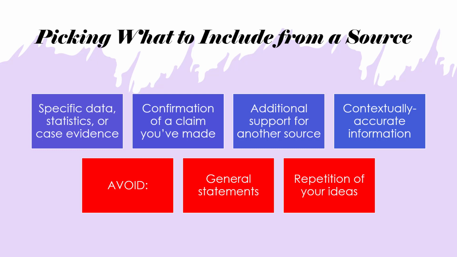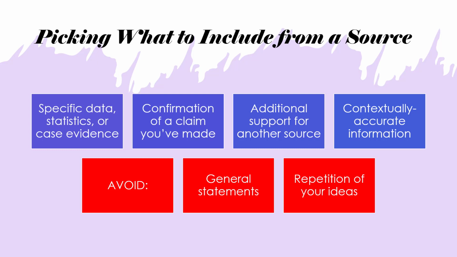Source information that also confirms a claim that you've made in one of your paragraphs is really important because you don't want to just stand on a point alone. If you believe that this policy discriminates against a certain group, then having another source that's credible that backs you up on that is really important because then it's not just you saying this, it's you and another expert.